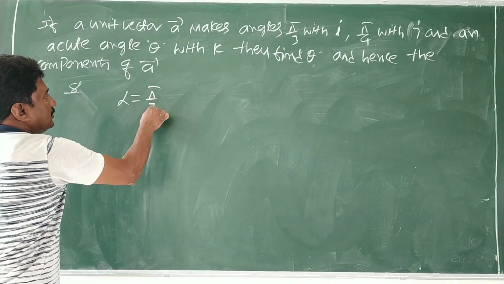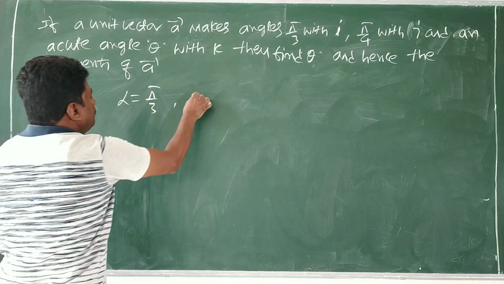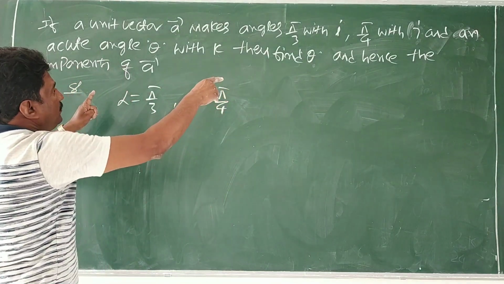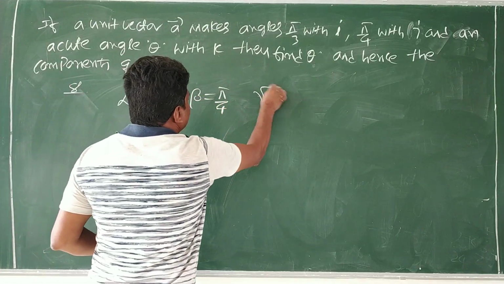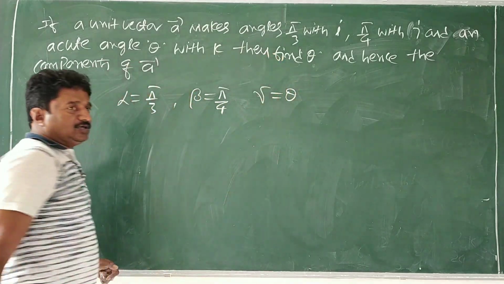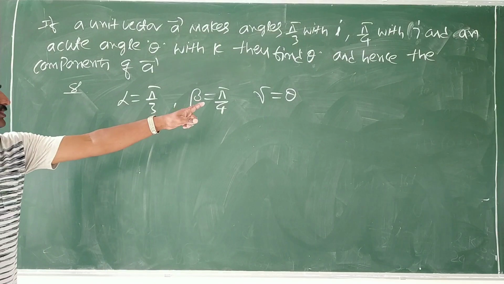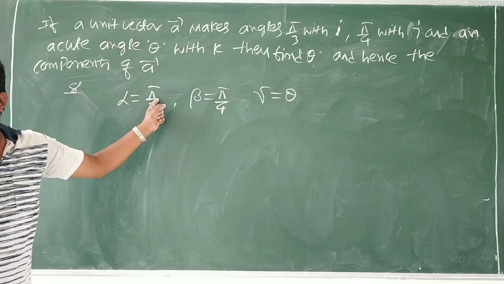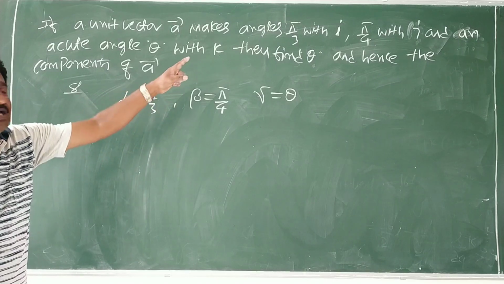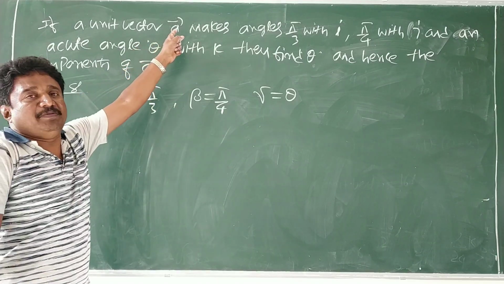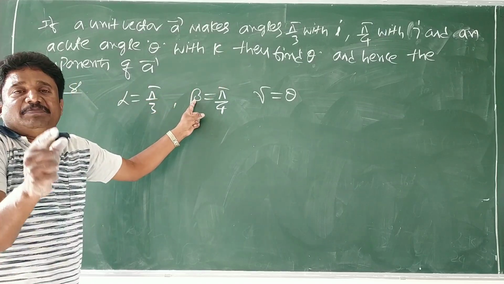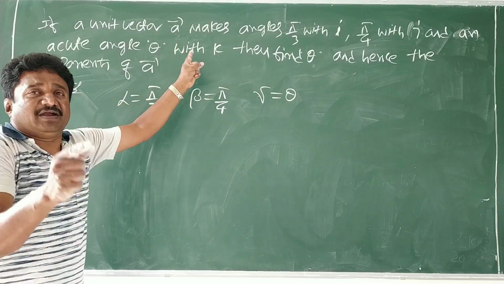Alpha is pi by 3. Beta is given, beta is pi by 4. Gamma is theta, so how much is gamma? Theta. The angle between the vector and the x-axis is alpha, and alpha is given as pi by 3. The angle between the vector and the y-axis is beta.